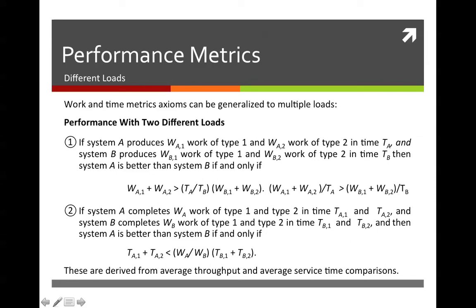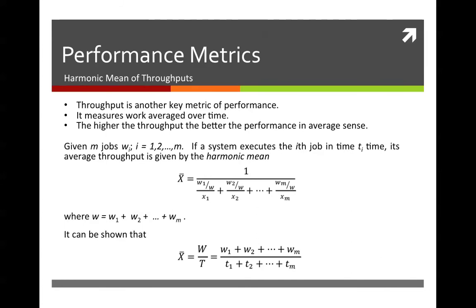So again, you could see what's happening here is that when we want to bring time and work together, we really have to understand what we're trying to measure, whether it's average work over time or average time over work. What we're trying here is to relate the two performance metrics together. In the earlier cases, we were taking work separately and time separately and putting the priorities on those for the same amount of work or the same amount of time. Now, throughput, implicitly discussed in the earlier discussion, is really another key metric of performance, and it just measures work averaged over time. The higher the throughput, the better the performance in an average sense. We can say this only in an average sense.